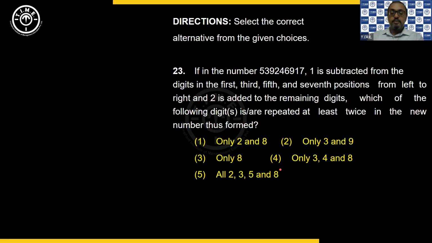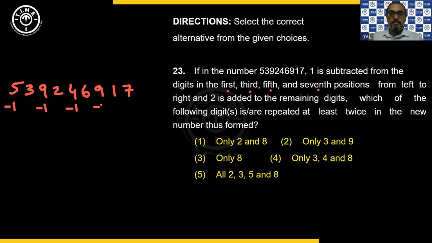Now coming to this, he says if in the number, so we have the number 539246917. He says 1 is subtracted from the digits in the first, third, fifth, and seventh positions from left to right. So in the first, then in the third, then in the fifth, and in the seventh, 1 is subtracted. And 2 is added to the remaining digits. So for the remaining digits, you are adding 2.